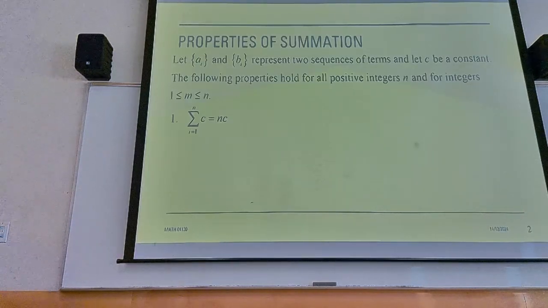Oh, by the way, these are finite sums. You'll study infinite sums next semester in Calc 2. The summation i equals 1 to n of C a sub i is just C times the summation i equals 1 to n of a sub i. That's the distributive property of summation.